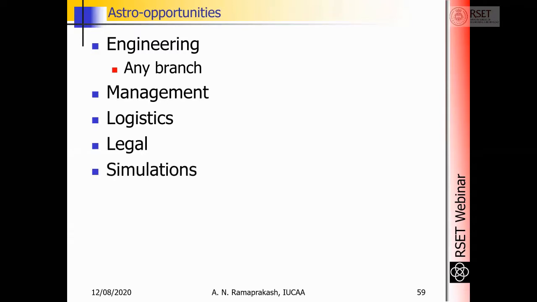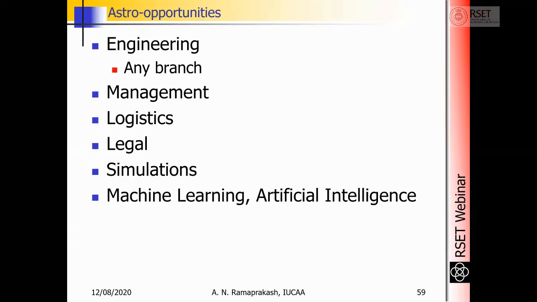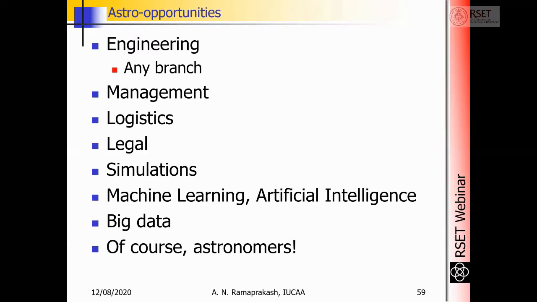As I said, simulations, big data, machine learning, artificial intelligence, you name it, we need it in astronomy. So this is an enormous opportunity for any branch you can think of. As long as you're good at it and you're willing to put in a lot of work, we have an opportunity in astronomy. Of course, we need astronomers, finally, to look at the data and produce some results out of it. But they will come, they will come.